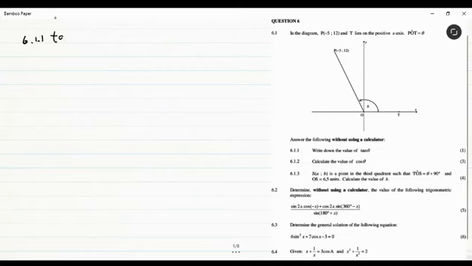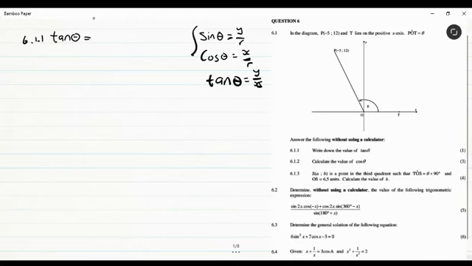So tan theta is equal to what? Before you know what tan theta is equal to, you have to know this. Sine theta is equal to y over r. Cos theta in general is equal to x over r, and tan theta in general is equal to y over x. So this is what you have to use, especially in this chapter.